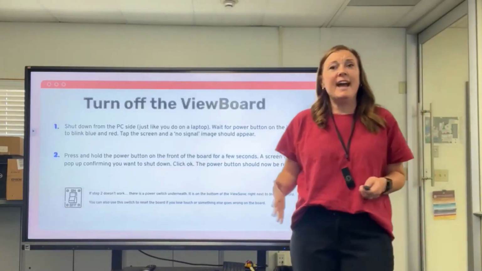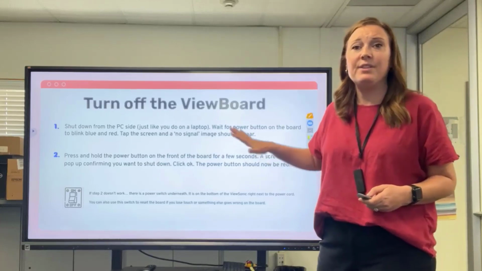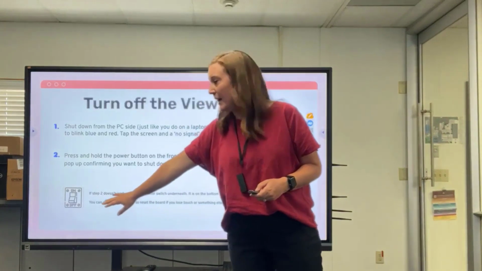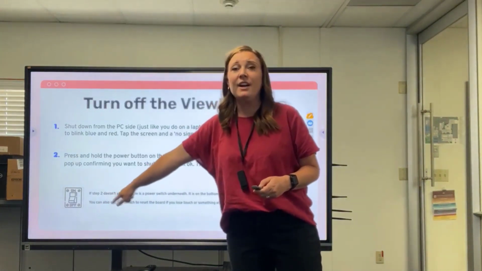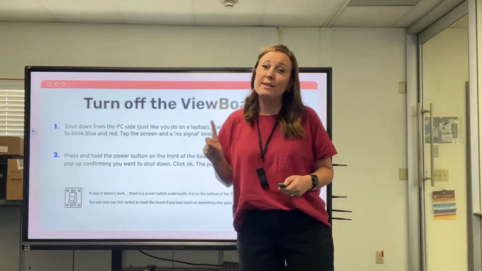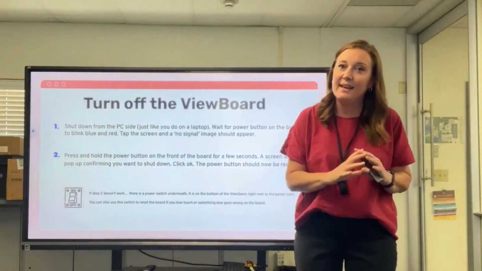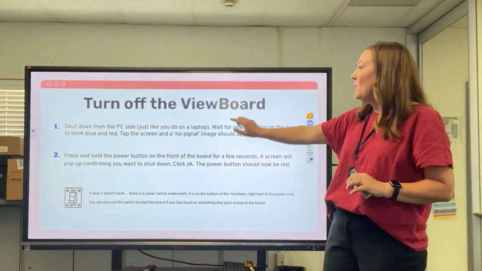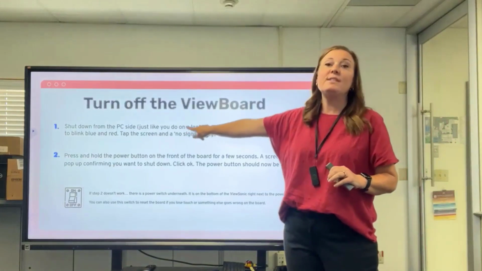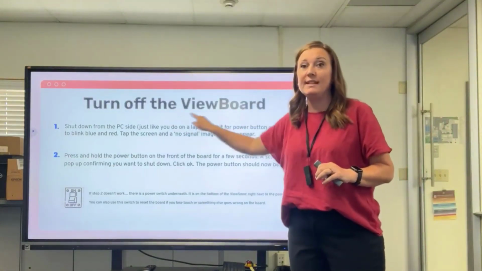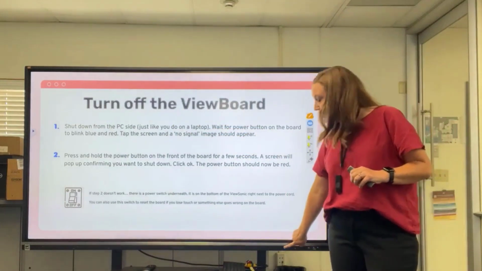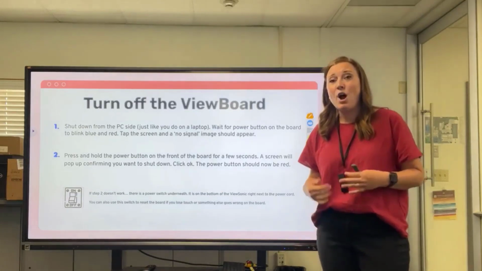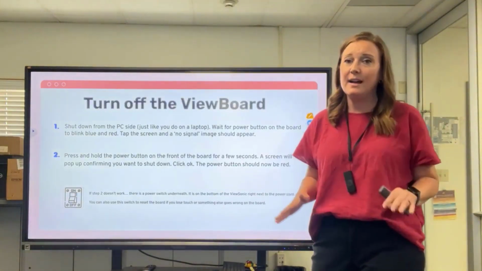We get a lot of questions on how to turn off your ViewBoard. And so these are the steps that you would want to take. You shut it down just like you're shutting down your laptop, going down to the Windows icon, shut down. And then there's just one more step, because that's shutting down the PC. And now we need to shut down the board. So we shut down the PC. When it's done, you will see a no signal image. When you see that no signal image in the middle, then you're going to want to press the power button on the actual board.